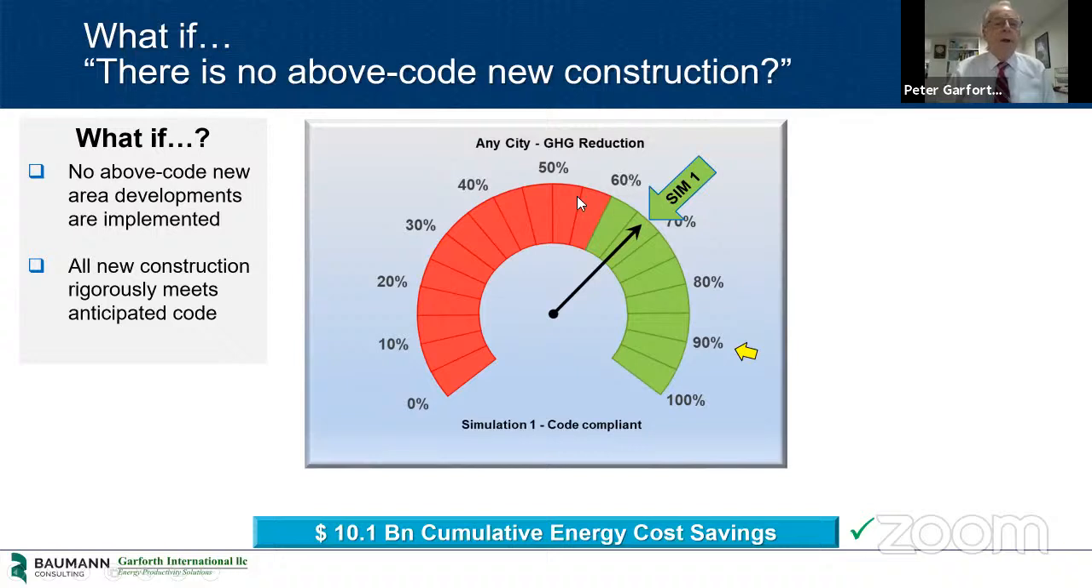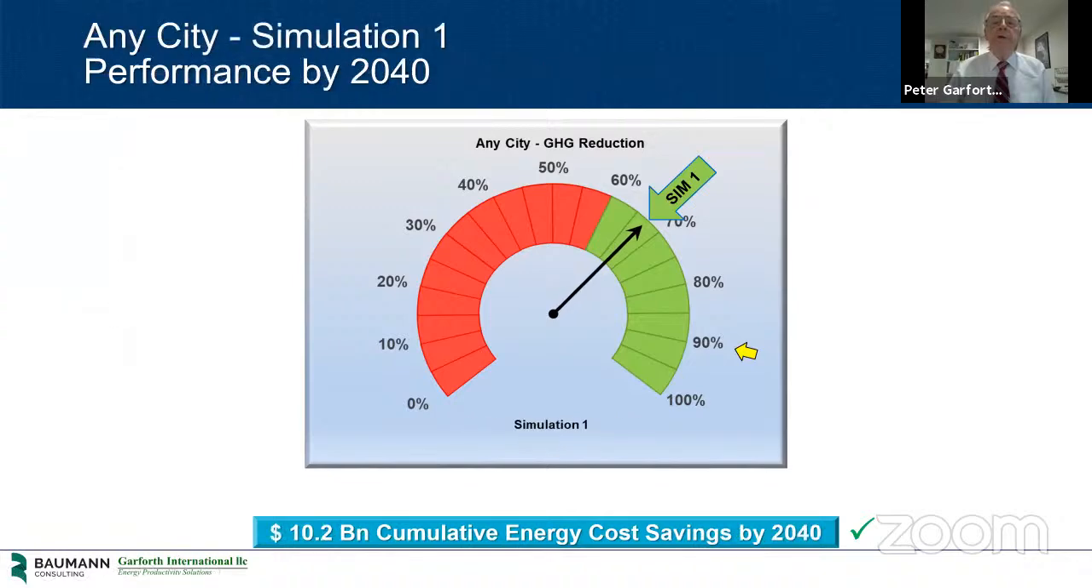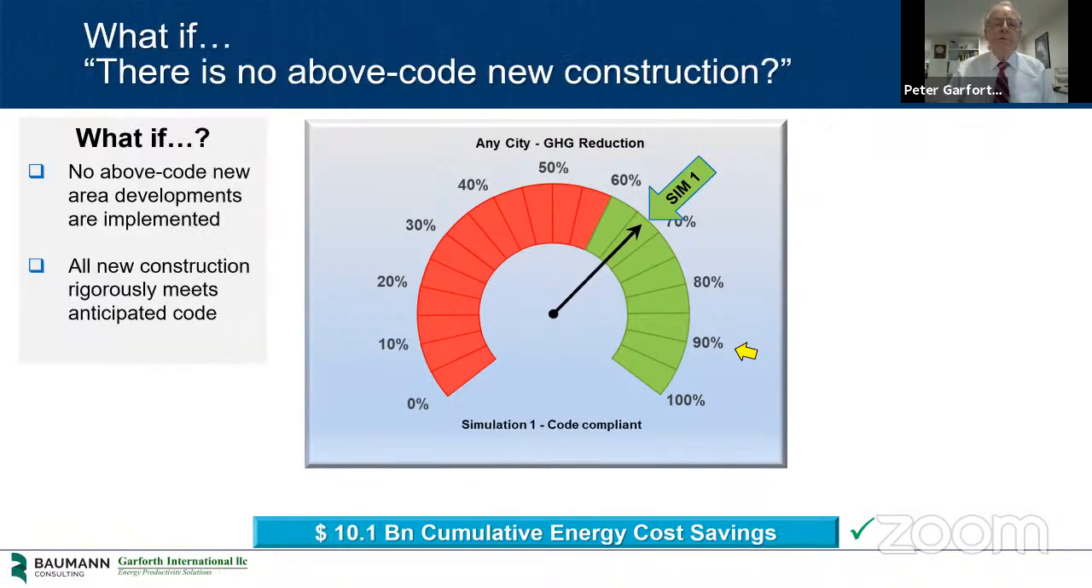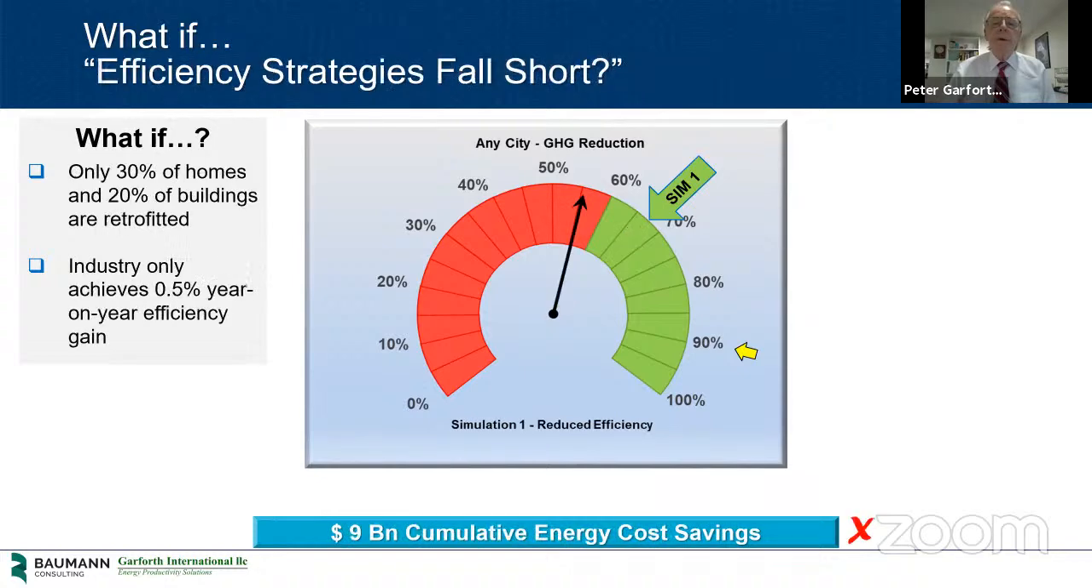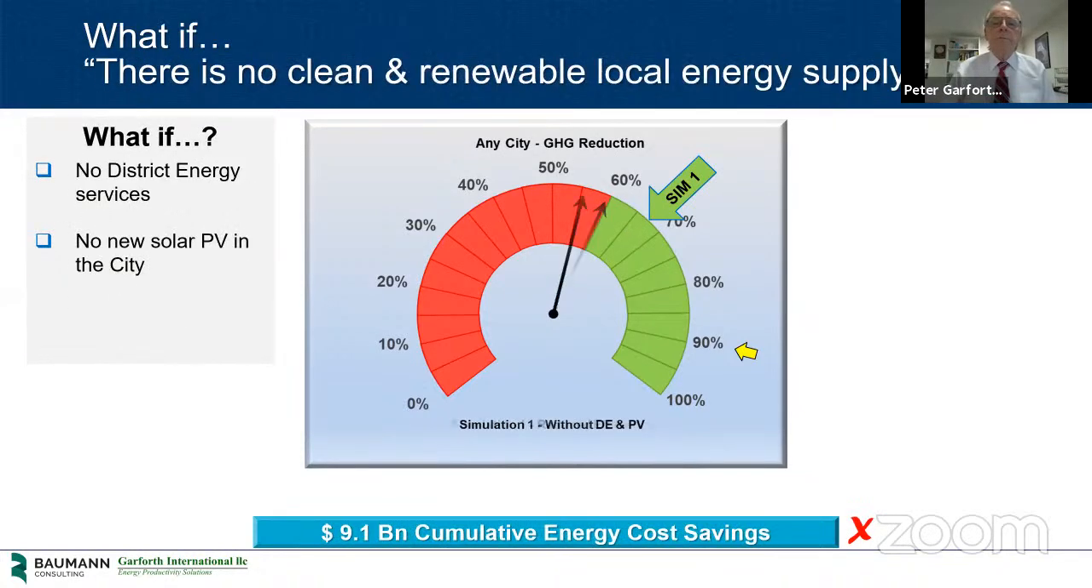I had a timer. So what if we had no new construction? And I'll just go back to the previous slide. You see that needle drops a little bit. Sorry, I'm going back too far.